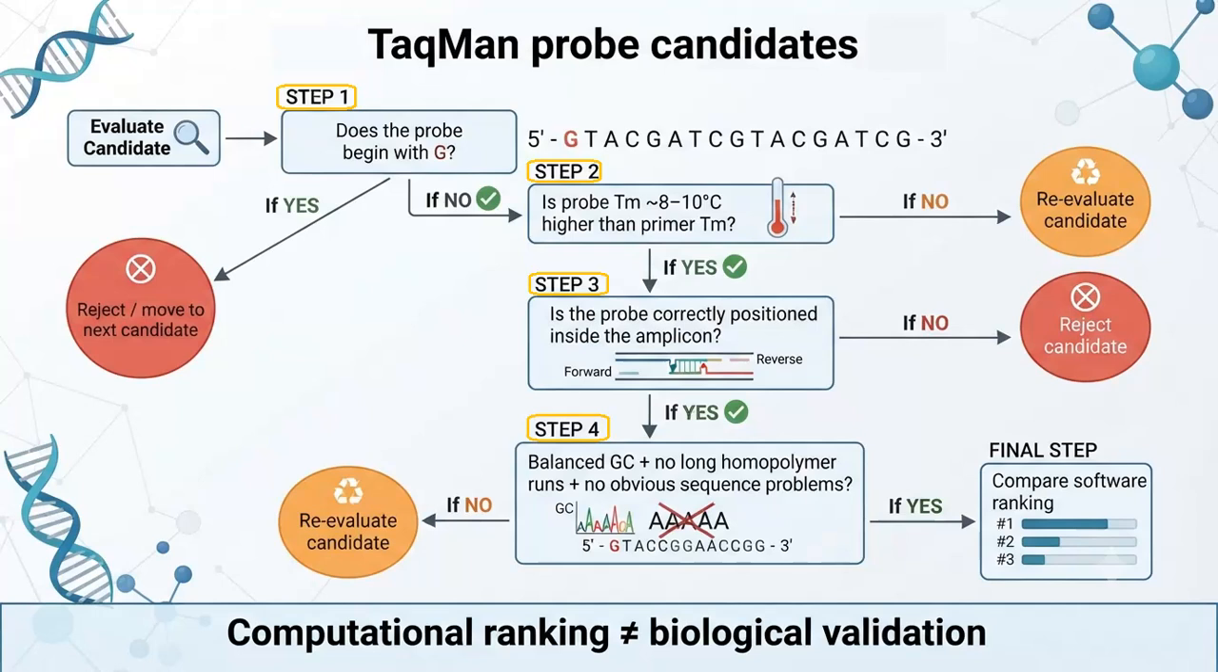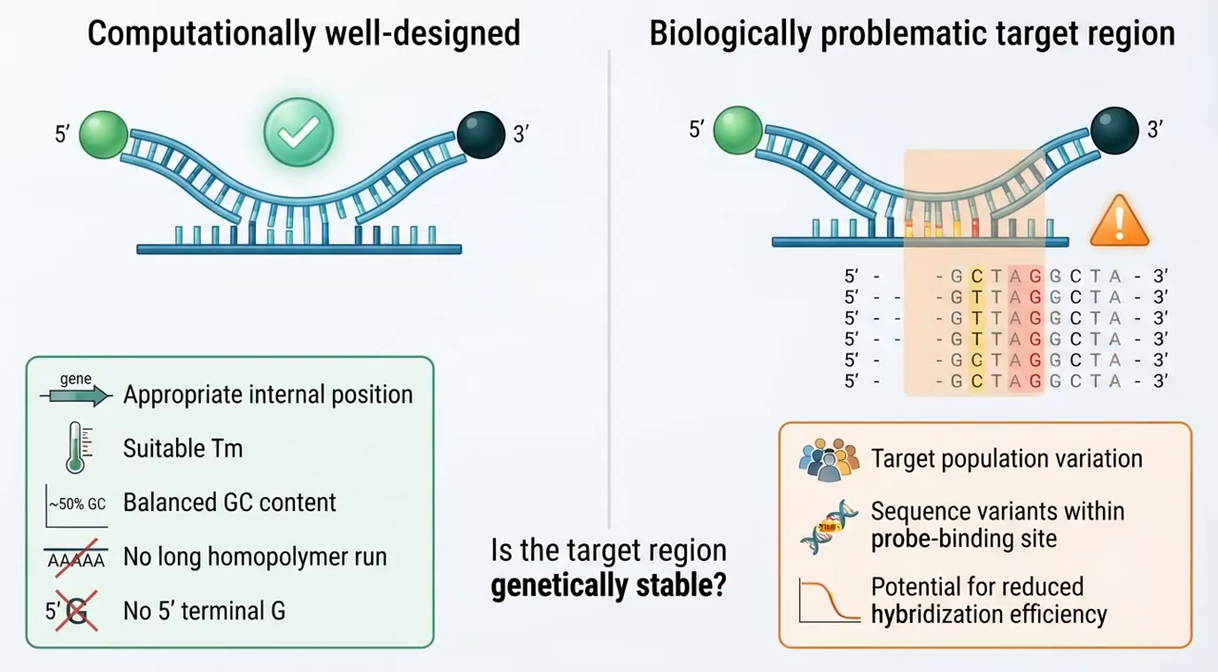Only after those questions are answered do I compare the software ranking. Primer 3+ evaluates candidates mathematically. You still need to evaluate them biologically. A probe that looks perfect computationally may perform poorly if it targets a highly variable region of the genome. That's why I always ask one additional question before making a final decision.